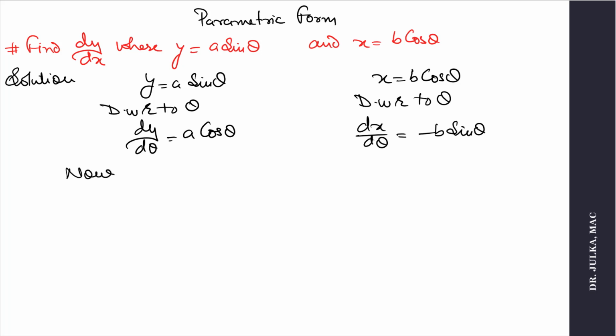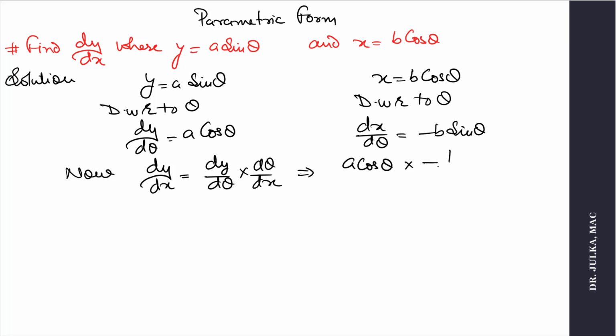Now dy by dx equals dy by d theta multiplied by d theta by dx. The value of dy by d theta is a cos theta and the value of d theta by dx is minus 1 upon b sin theta. After simplification, we will get minus a by b cot theta.